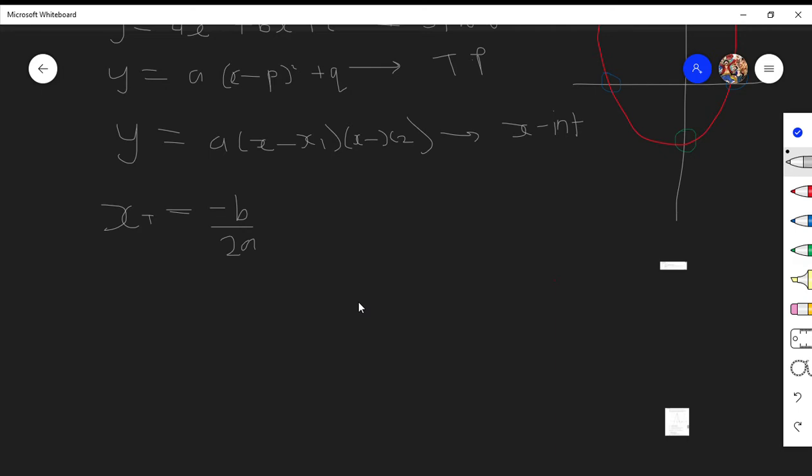Now to find our y value of our turning point, all we do is we take our x value and substitute it back into the original equation. So y would be equal to a, and then our x value, negative b over 2a, squared, plus b, and our x value, which is negative b over 2a, plus c.